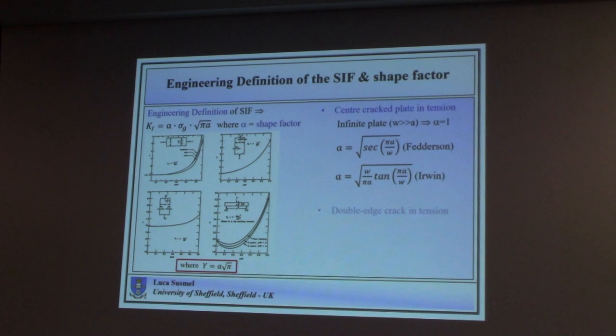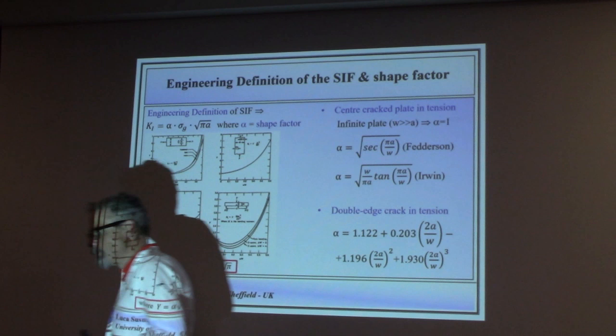Okay, this is the case of a central crack in a plate. This is the solution due to Feddersen, and this is the solution due to Irwin, the classic solution, or some other polynomial functions like this one, which can be used to estimate the shape factor, for instance, in this case, when you have two little lateral cracks loaded in tension. There is no real meaning here, because these are just polynomial functions which are used to interpolate the results. But question, since you are working with fracture mechanics, what is alpha? Really, why do we need a shape factor?